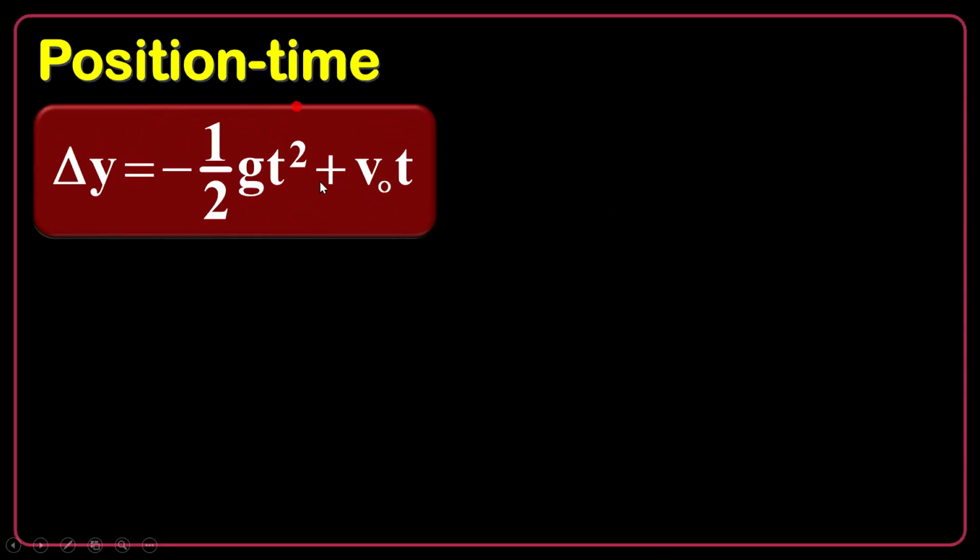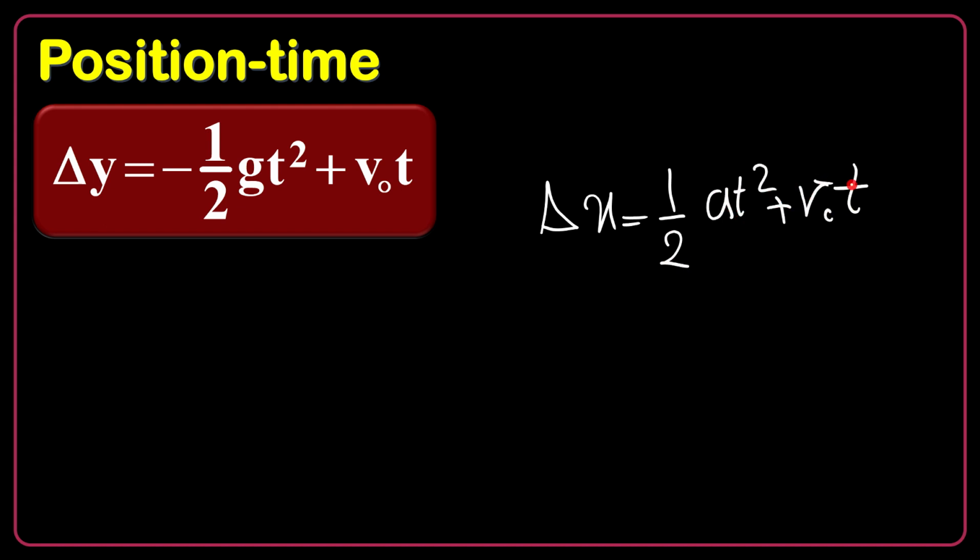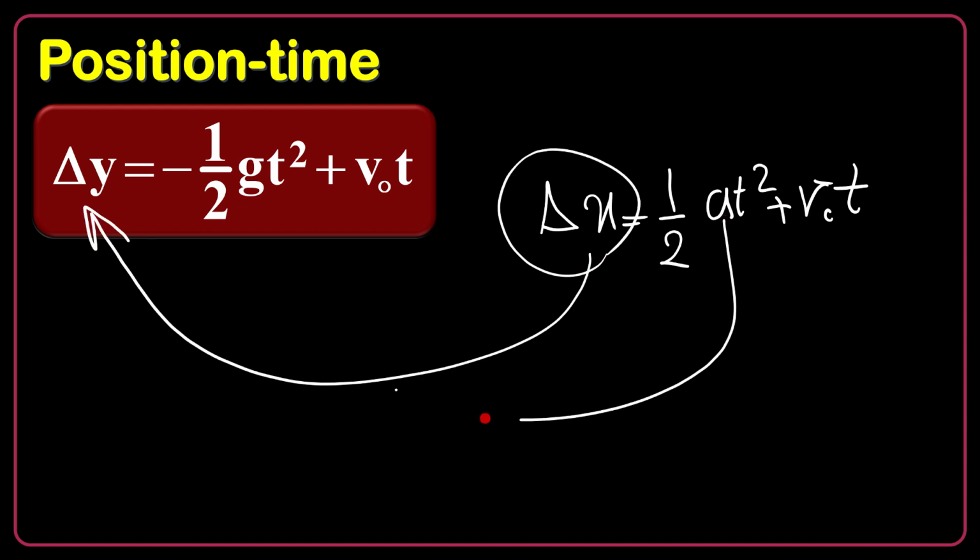The next equation is position time. You remember in constant acceleration motion, delta x was a half of at squared plus v naught t. Here I substitute delta x for delta y and acceleration for negative g. That's all. It's not very complicated.